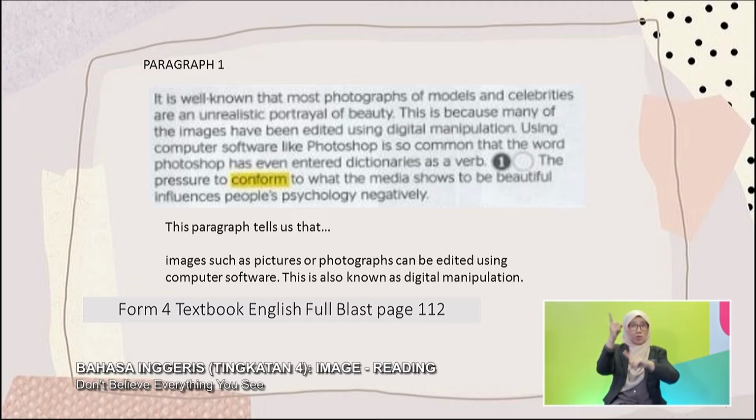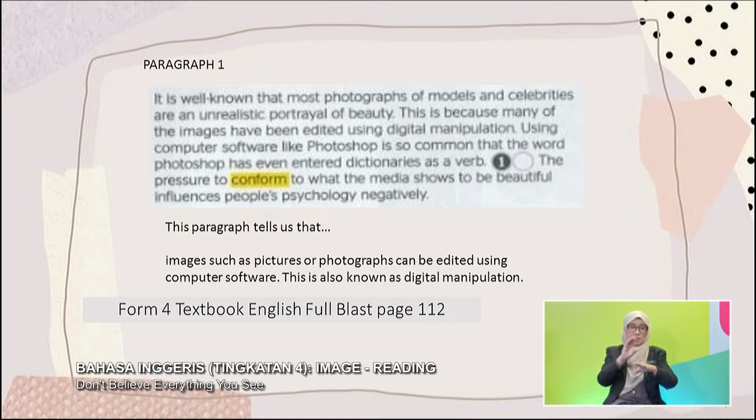It is well known that most photographs of models and celebrities are an unrealistic portrayal of beauty. This is because many of the images have been edited using digital manipulation. Using computer software like Photoshop is so common that the word Photoshop has even entered dictionaries as a verb.